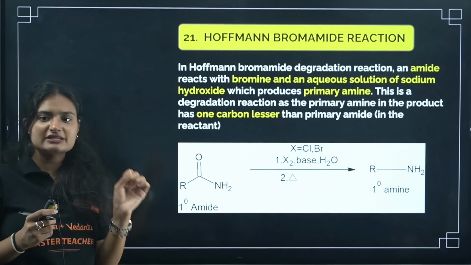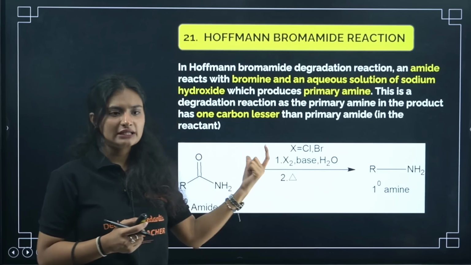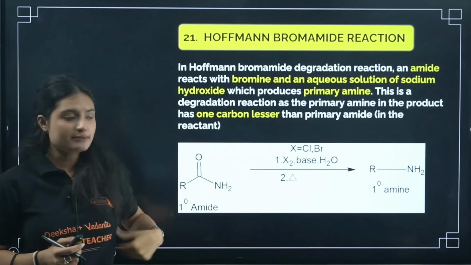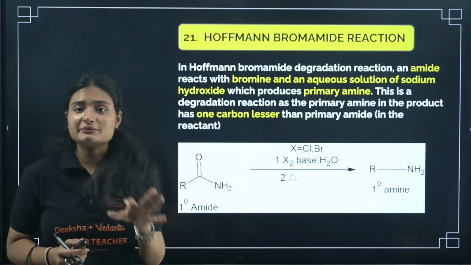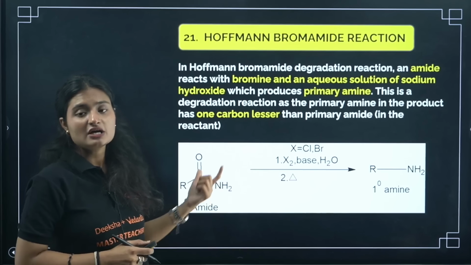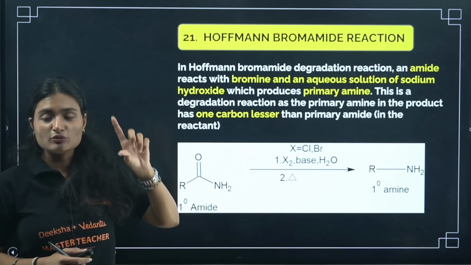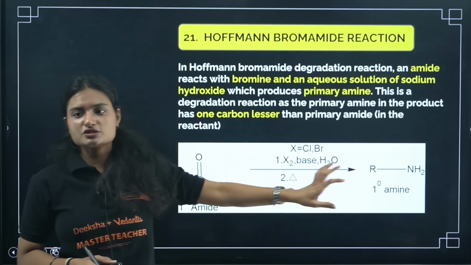So what is Hoffmann-bromamide reaction? Again, this reaction is given by amides. Amides when treated with halogen, X2, Cl2, Br2, majorly Cl2 or Br2, in presence of a base, get converted into primary amines. So normally whatever amide you have, the amine that is formed will have one carbon less than the primary amide that we took, okay.